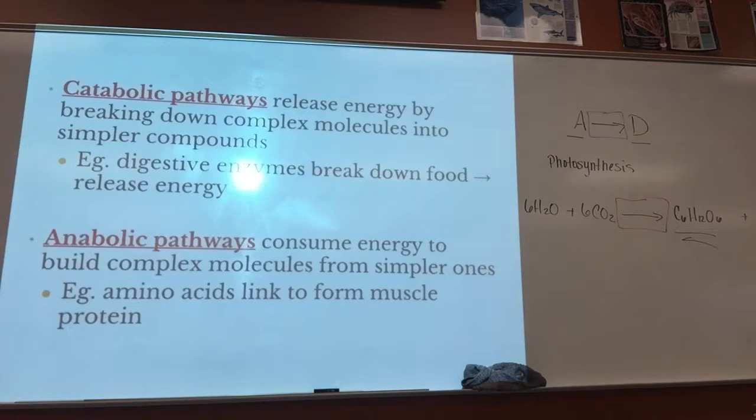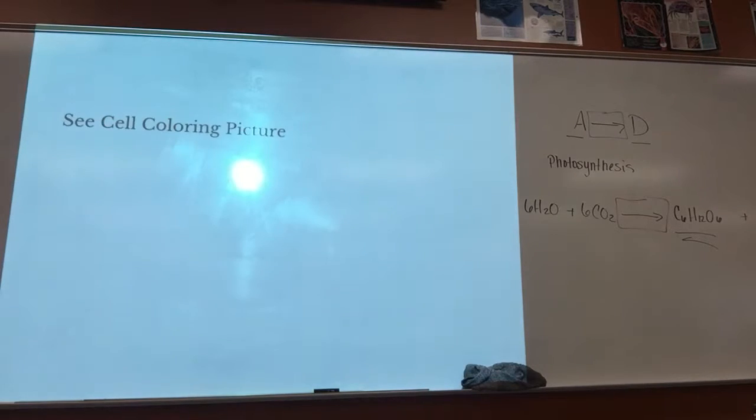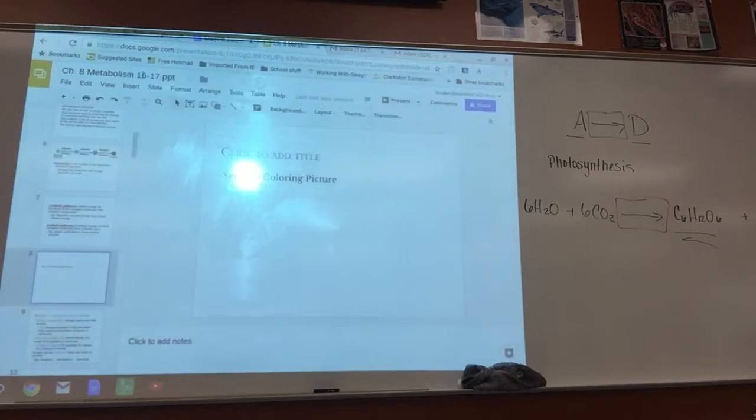So like a protein in your muscles, let's say, it could be anything. Okay, so now I'd like you to look at that other sheet that you picked up. It's actually from a biology coloring book. Well, we're not going to color it, I'm just going to go through it with you. And we're going to look at it and apply catabolic and anabolic pathways.